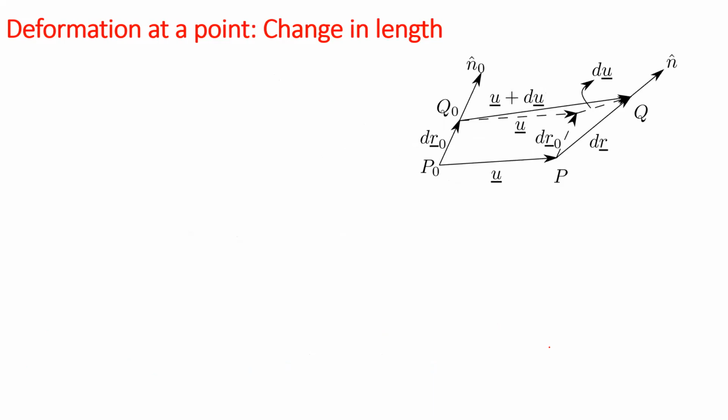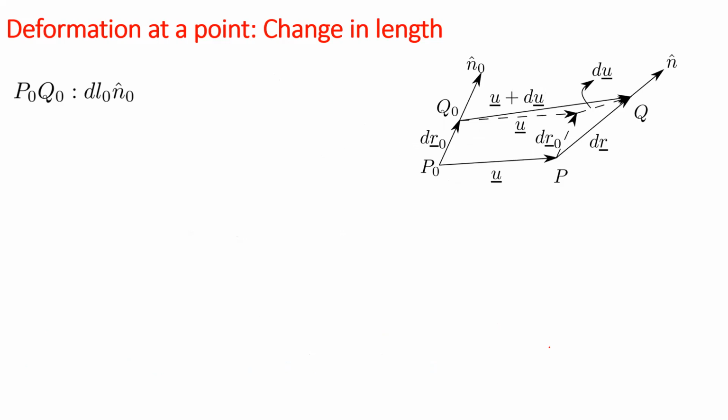So the same figure again. I'll consider this segment P0, Q0. That is the initial state. PQ is the final state. So P0, Q0 became PQ, right? So we want to identify what is the change in length PQ and the change in length per original length.